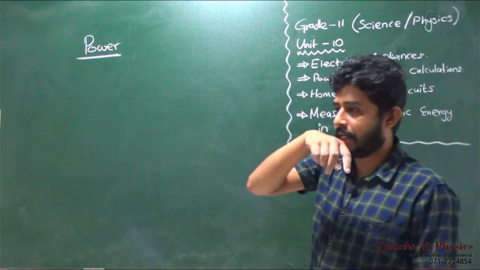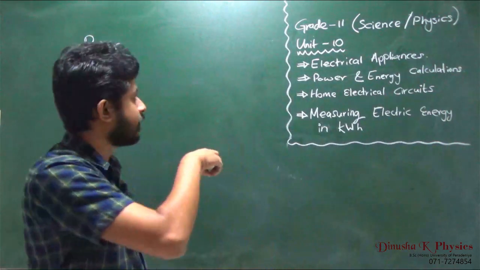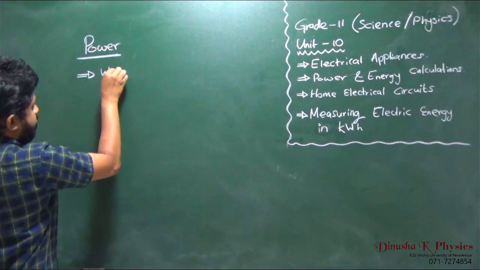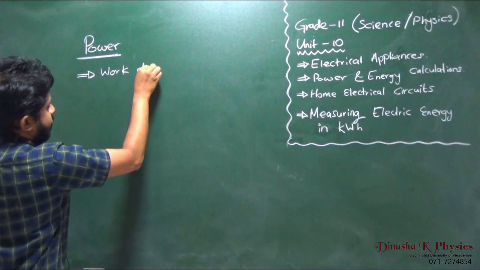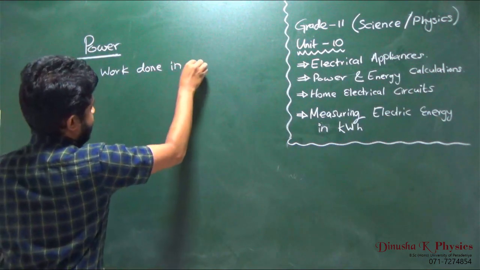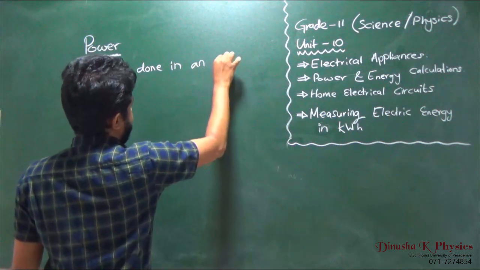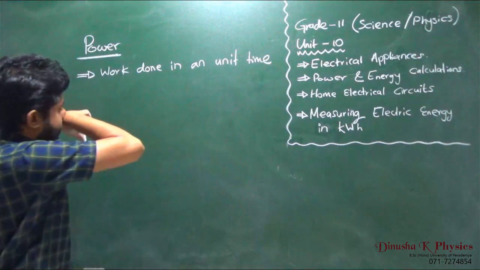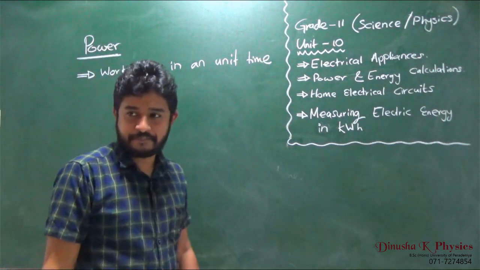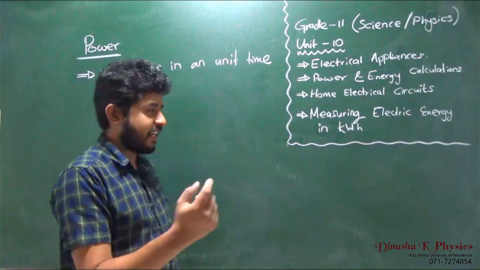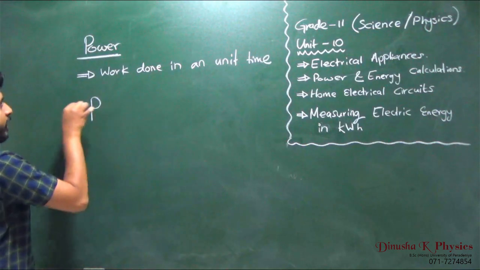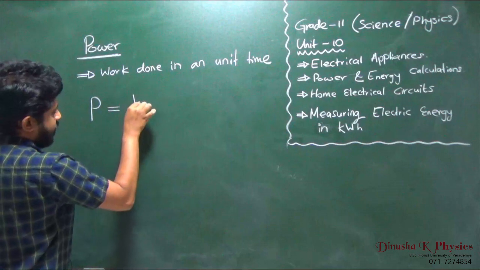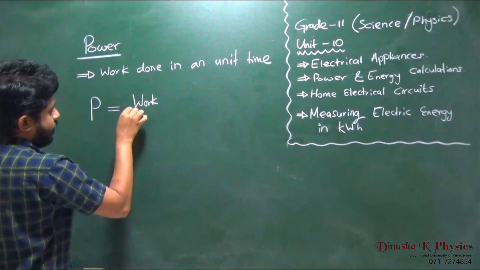Power we can write like this: work done in a unit time. Right. Work done in a unit time. We can write that as a formula. Let's say power is P. It's work over time.